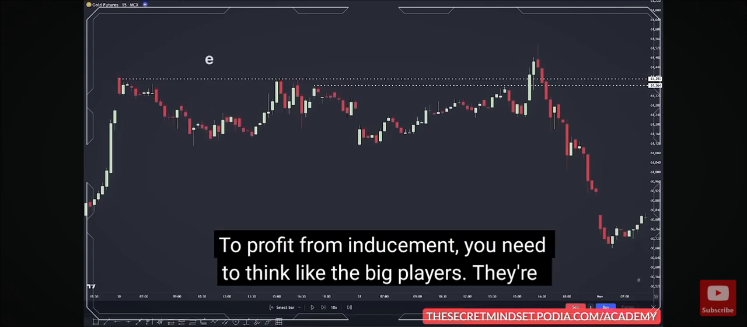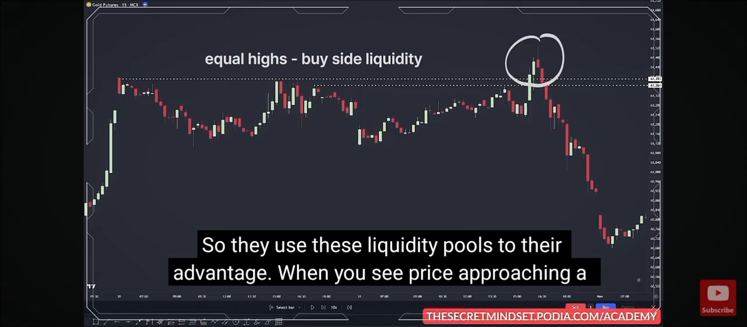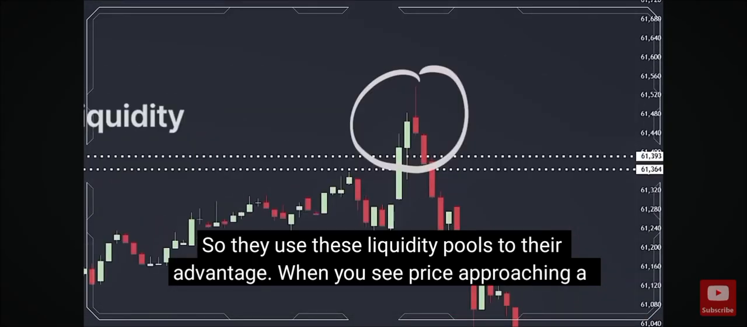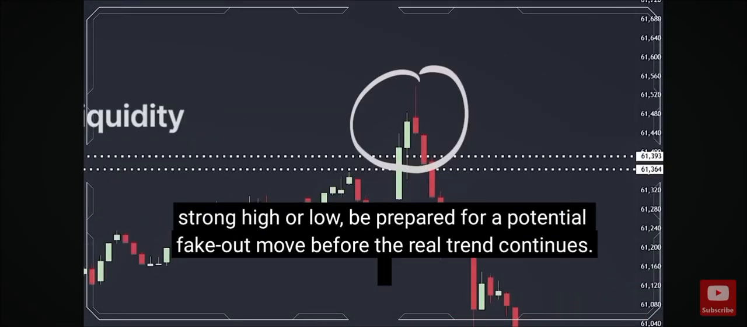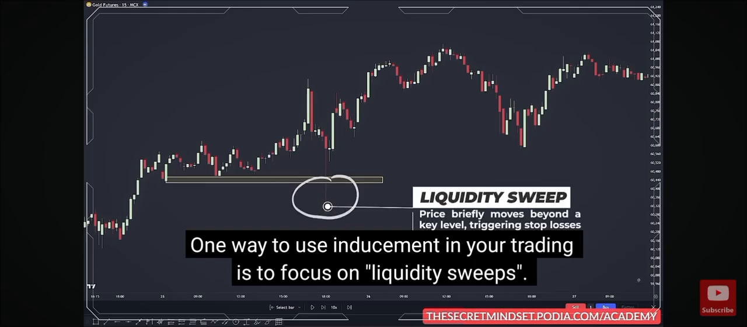To profit from inducement, you need to think like the big players. They're looking to execute large orders without moving the market against themselves. So they use these liquidity pools to their advantage. When you see price approaching a strong high or low, be prepared for a potential fake-out move before the real trend continues. One way to use inducement in your trading is to focus on liquidity sweeps.